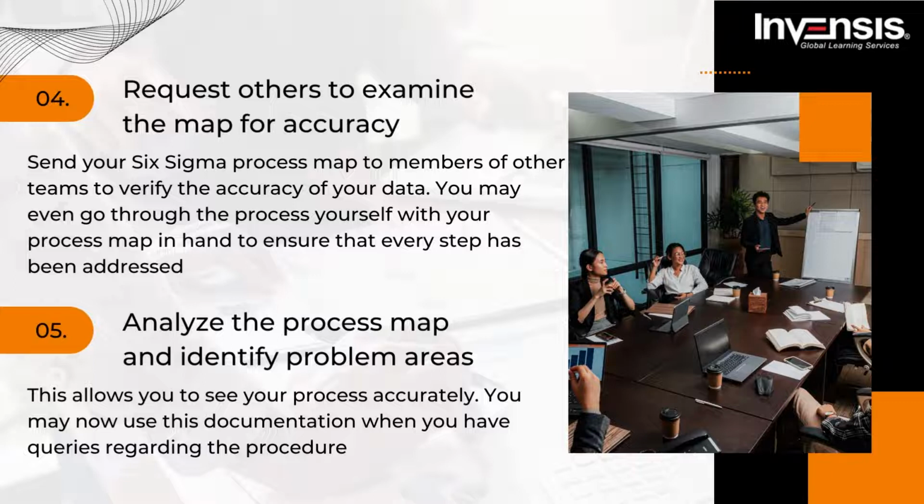This allows you to see your process accurately. You may now use this documentation when you have queries regarding the procedure. Are there any of the steps that can be eliminated or combined? Are there any redundancies? Why are you experiencing delays during the procedure? Continue to question why the process performs as it does. Note or modify your process map to keep track of the desired modifications.